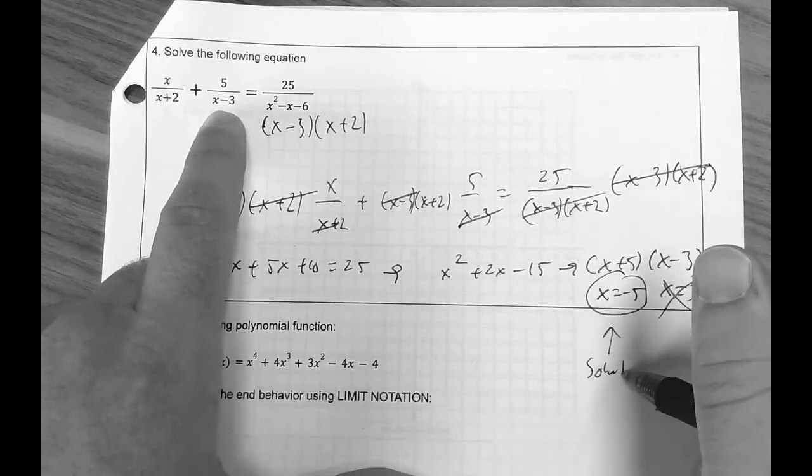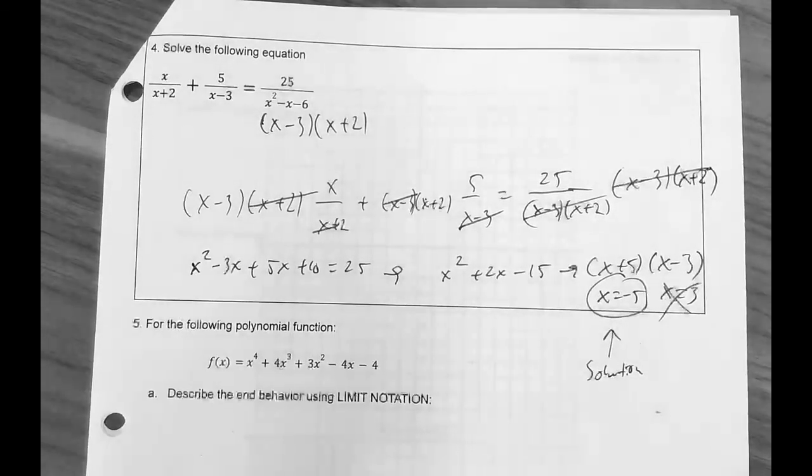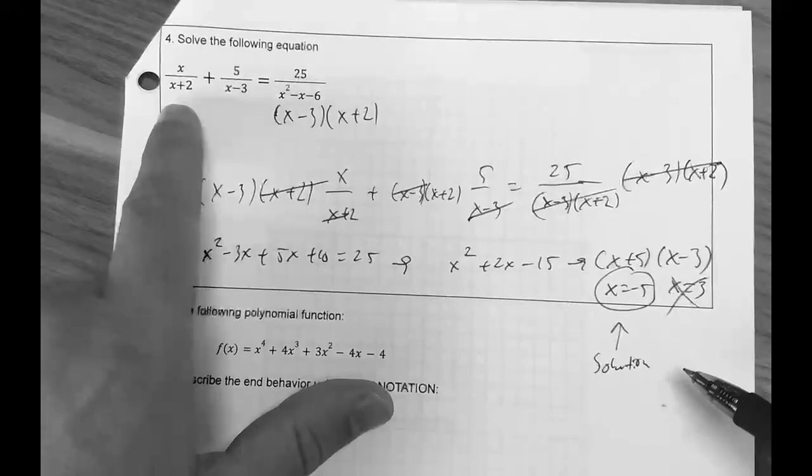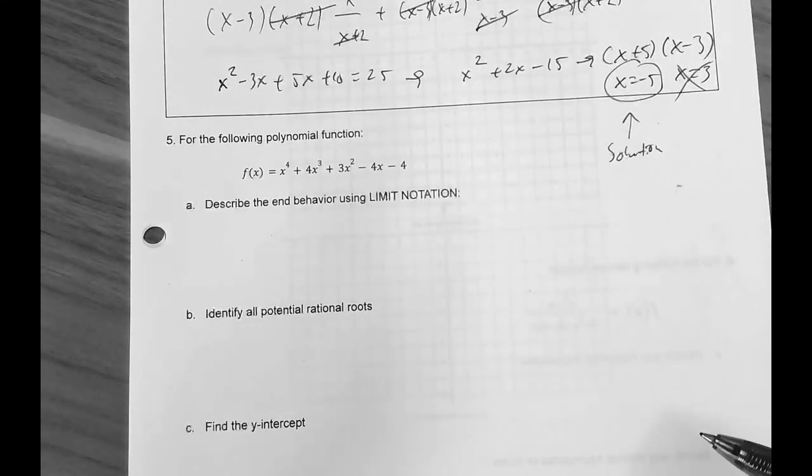This is our solution. Okay, and you want to test them back in just to make sure you're good, if you have time on the test. But what you're looking for is to make sure you're not dividing by either one of these.